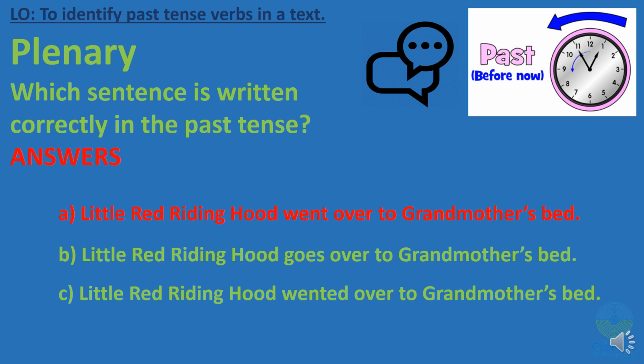You got that correct. The answer should have been Little Red Riding Hood went over to grandmother's bed. It is an irregular past tense verb. The second one is not correct because that's in the present tense. It's not something that has already happened. And the last one was incorrect because we don't say wented, we say went.